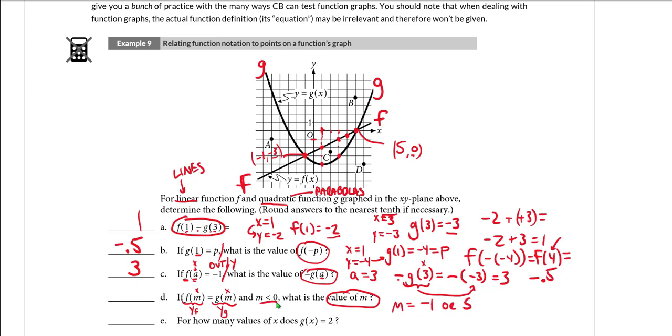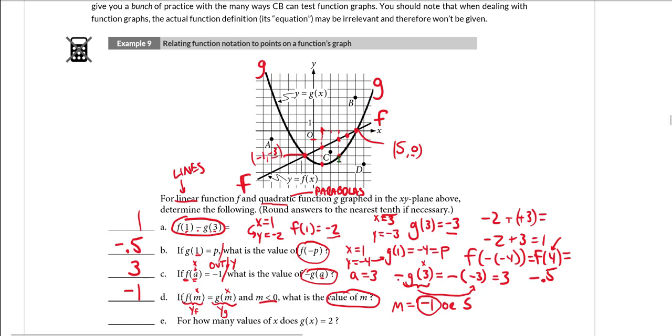But the question tells us that m is less than 0. So it's got to be that negative 1 that's the relevant value of m. m must be negative 1. When m is negative 1, that means our x value is negative 1, and our y values would be negative 3 on both functions, and negative 3 would indeed equal negative 3.